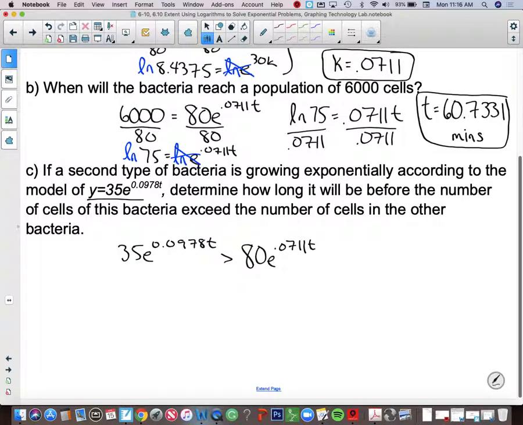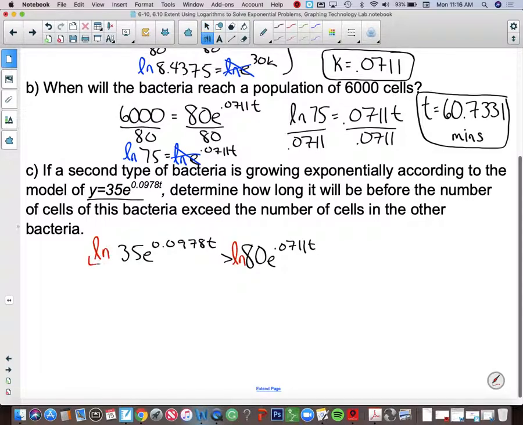So remember, we need to solve for t here. In order for us to do that, we're going to have to use some natural logs again. But we need to natural log both sides right away. So we have an exponent with a variable up there. Let's natural log both sides right away.